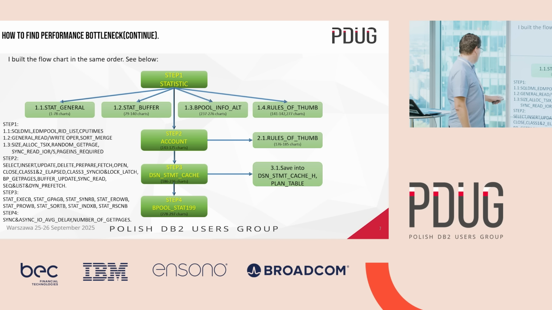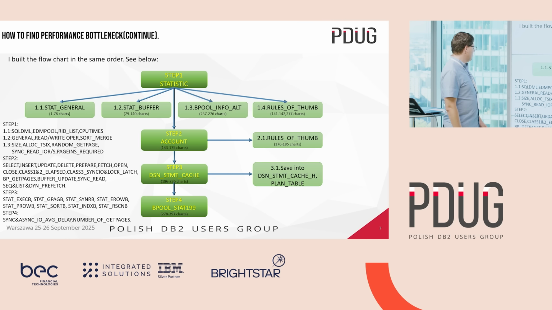Also, parameters like class 1, 2 elapsed time, class 3 synchronous I/O, local get pages, buffer updates, synchronous read, three types of prefetch, and also rules of thumb. All these charts give me information, and I detect one, maybe two or three applications which consume more resources than others.